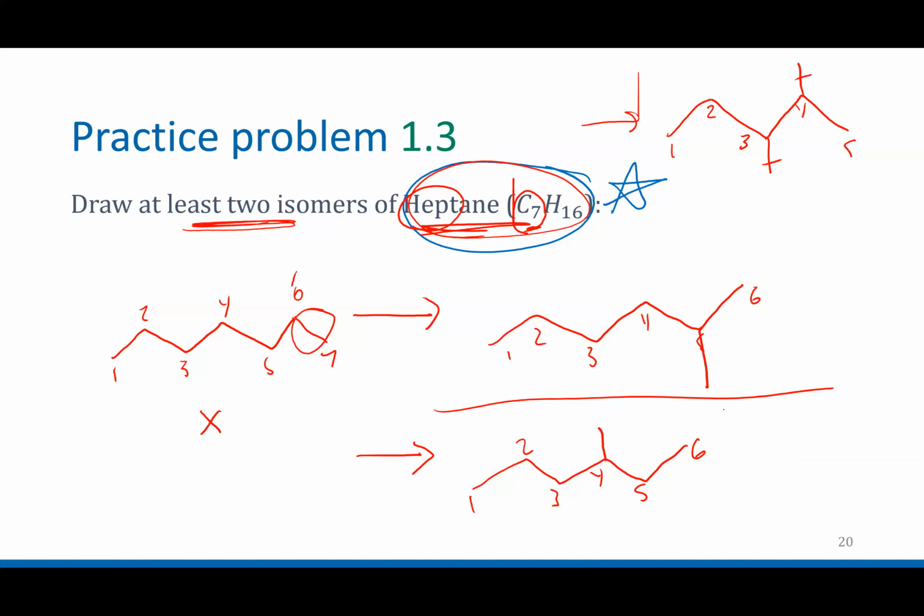Okay, and they must have the same number of carbons as well. But if your isomers have different names, they are different isomers. We haven't done naming yet, but we will next week. So I'll come back to this next week, and we'll talk a little bit more about naming and then how you can know that your isomers are different.